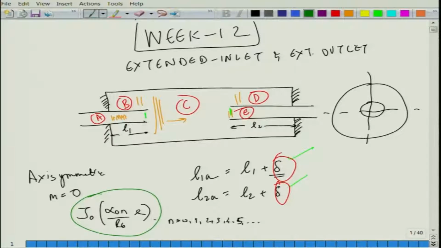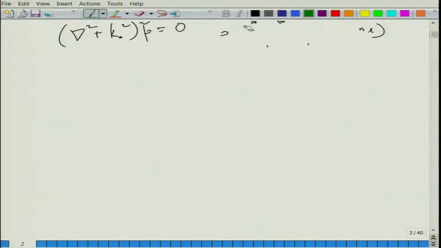Now what we can do is write down the solution. Let me write down the modal solution for region A, which is P A as a function of r and z. There is no theta dependence, again I am telling you, and e to the j omega t is already implied. I am not writing it explicitly, it is understood by now.